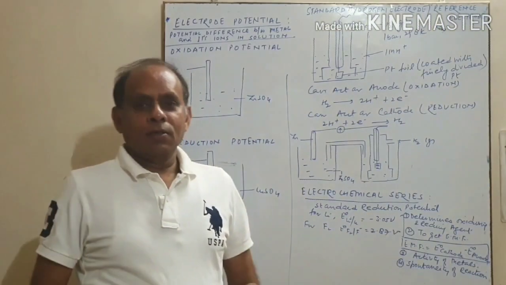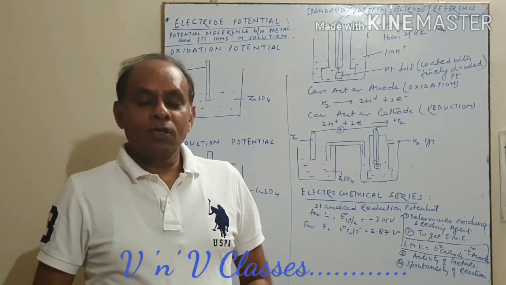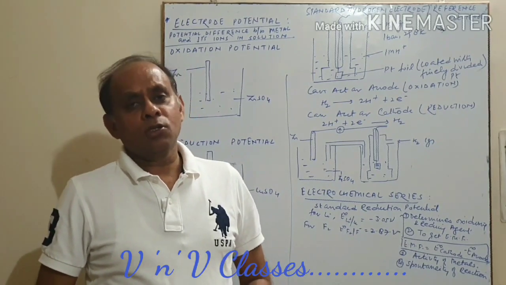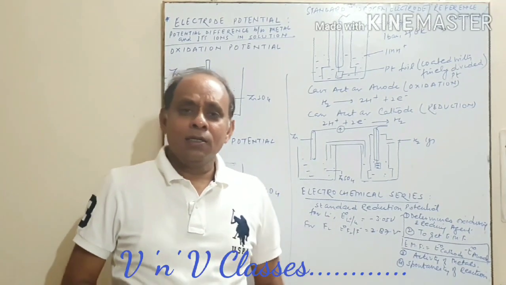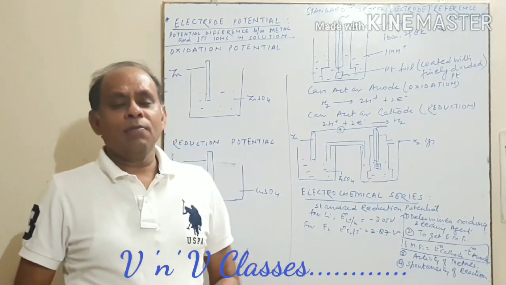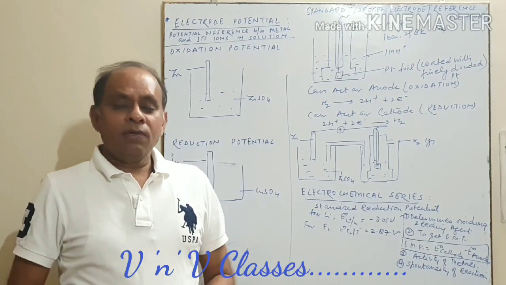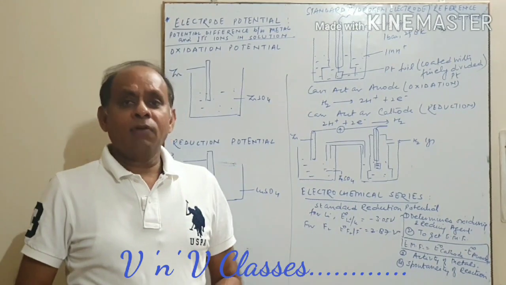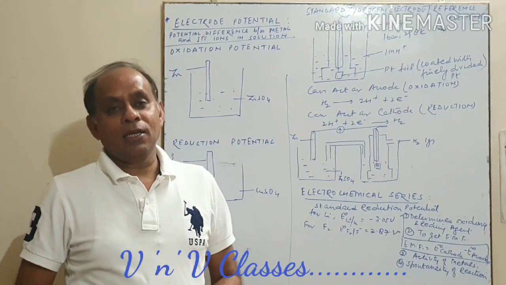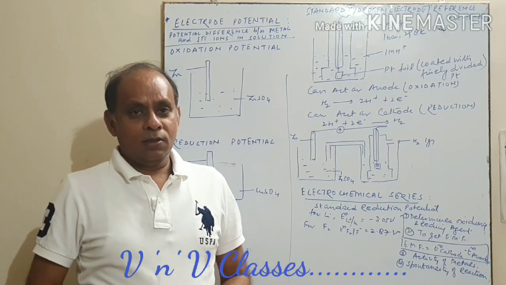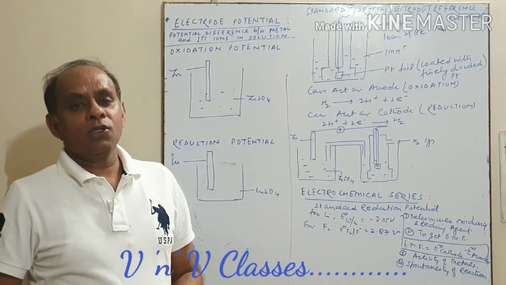Hello students, so now in continuation of electrochemical cell, we have to discuss the electrode potential topic today. As you know, an electrochemical cell is a device which converts chemical energy into electrical energy. Now, in the previous video, there was a point: why do electrons flow from the zinc to the copper rod in the Daniell cell? To explain it, first we have to discuss the concept of electrode potential.